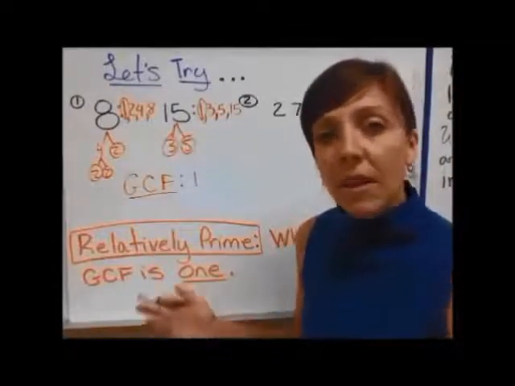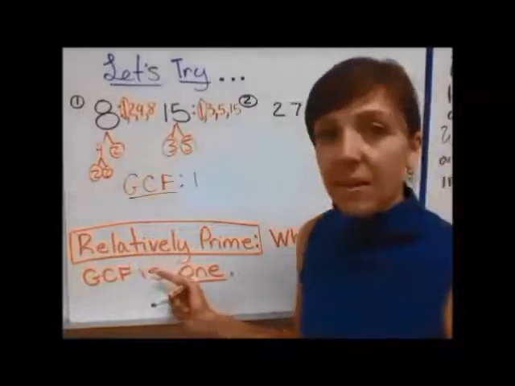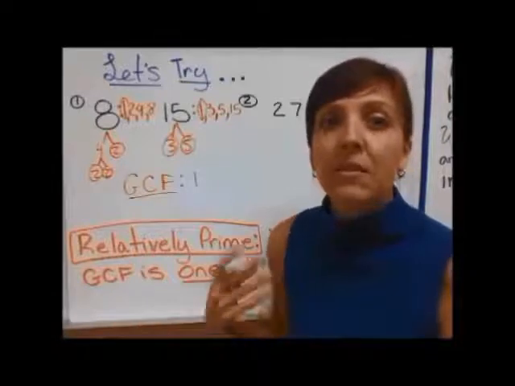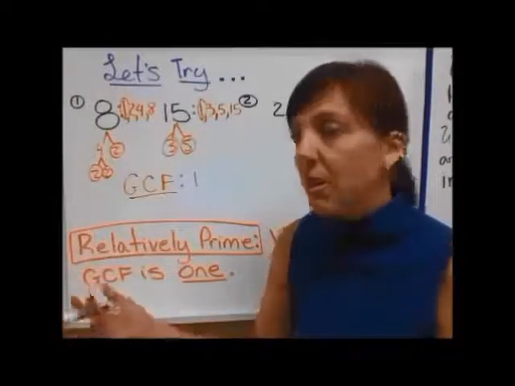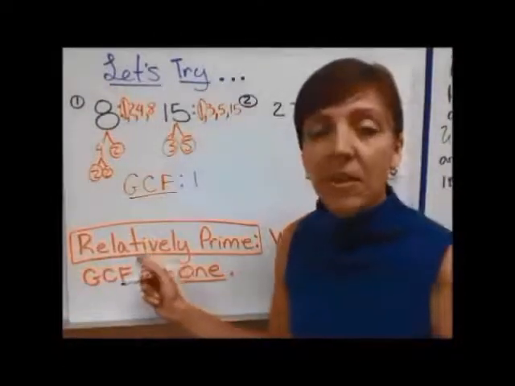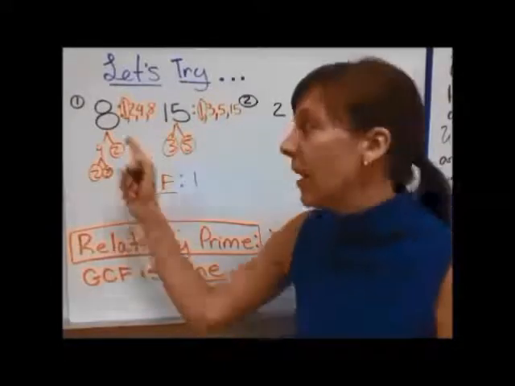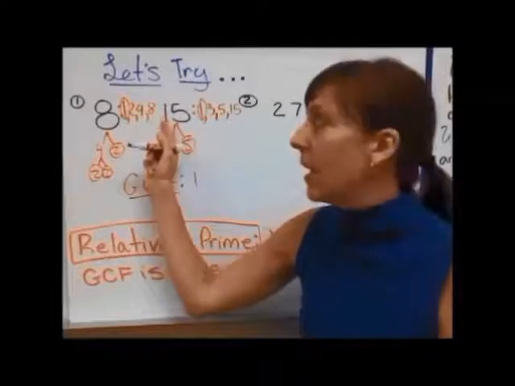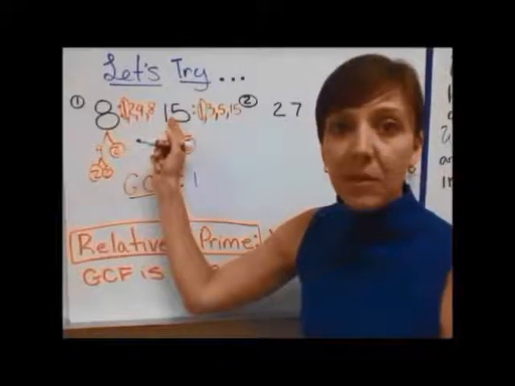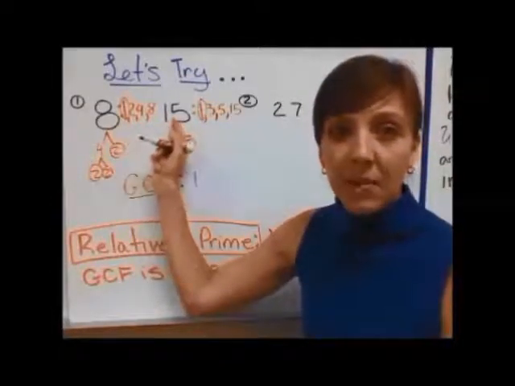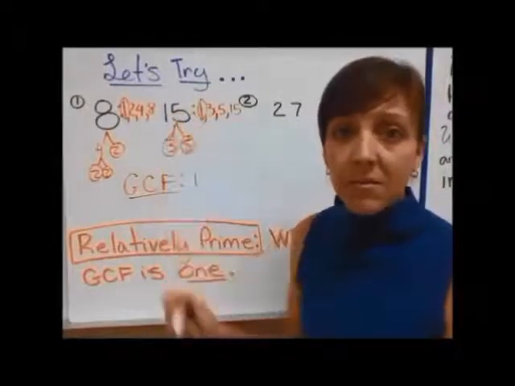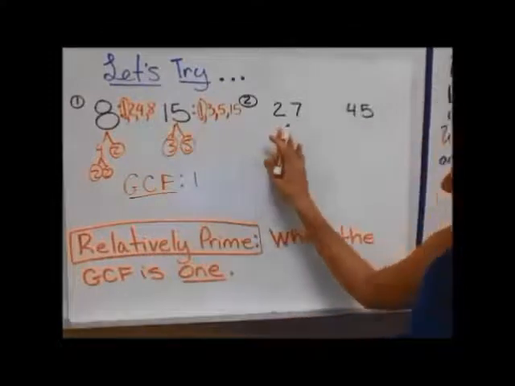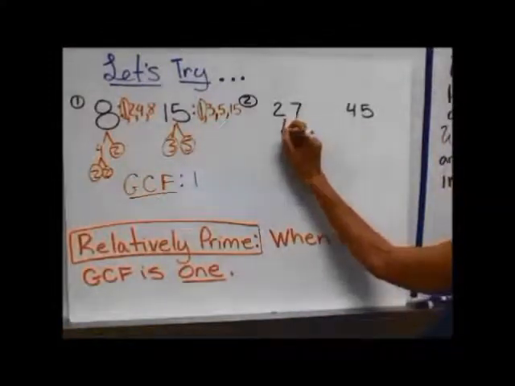Well, relatively prime, a relative is somebody you're related to. So that means that there's more than one person. You can think that this number has another friend, a family member, and they're relatively prime. So the only thing that they have in common is 1. All right, so let's try number 2, 27 and 45.